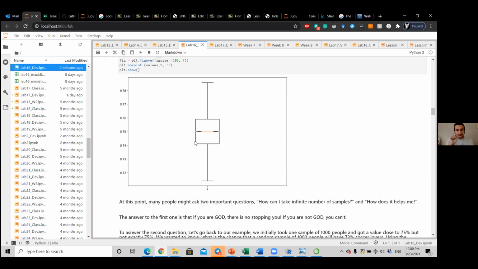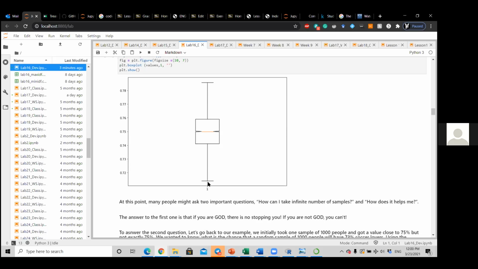Let's put that aside. You told me something about the IQR. What is IQR? The interquartile range. What amount of data can I capture within my IQR? 50%, because it's a difference between 75% and 25%. So can I say that 50% of my data are between 0.74 and 0.76? Yes. Awesome.